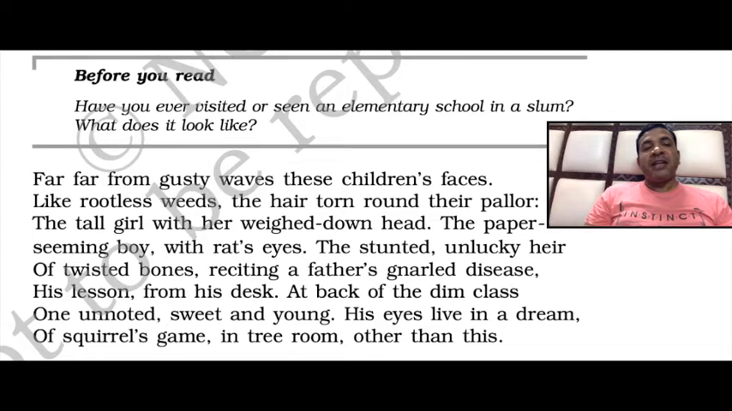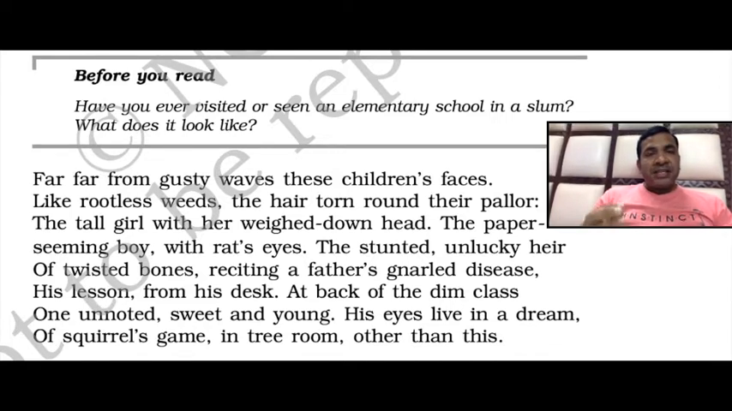But if you just stick to the literal meaning, the verbal meaning of the line, you are just going to assume it to have been used for the hair, that their hair is torn upon their face, upon their pallor. Pallor means faded face, that their hair is torn upon their faded face like rootless weeds, ki jaise jo rootless weed hoti hai, jis tarike se zameen se ukhri hui jo ghas bikhri hui rehti hai, usi tarike se inke baal jo hain wo bhi inke chehre ke upar bikhre hue hain. That means that their hair is not neatly done up, it has been falling upon their face. And that means that these children are untidy, they have not combed their hair, and they are totally in an improper state of life.